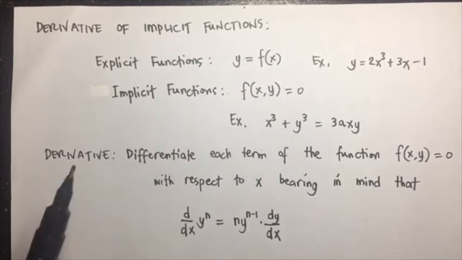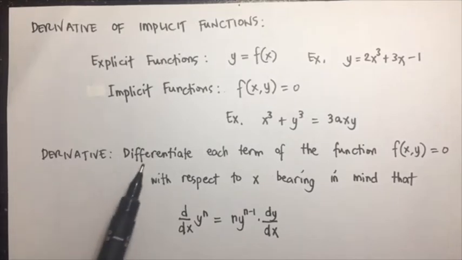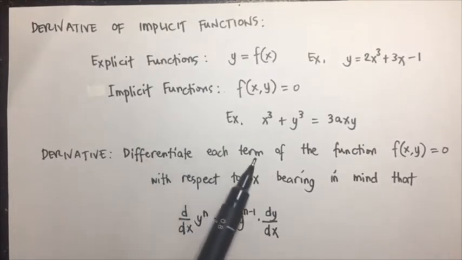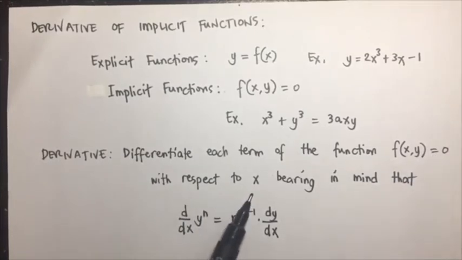So what we do is we take the derivative of the implicit functions directly. Derive directly the implicit function. In taking the derivative of implicit functions, differentiate each term of the function f of x and y is equal to 0 with respect to x, bearing in mind that the derivative with respect to x of y raised to n is equal to n times y raised to n minus 1 times dy over dx. Okay, so it's like the general power formula.